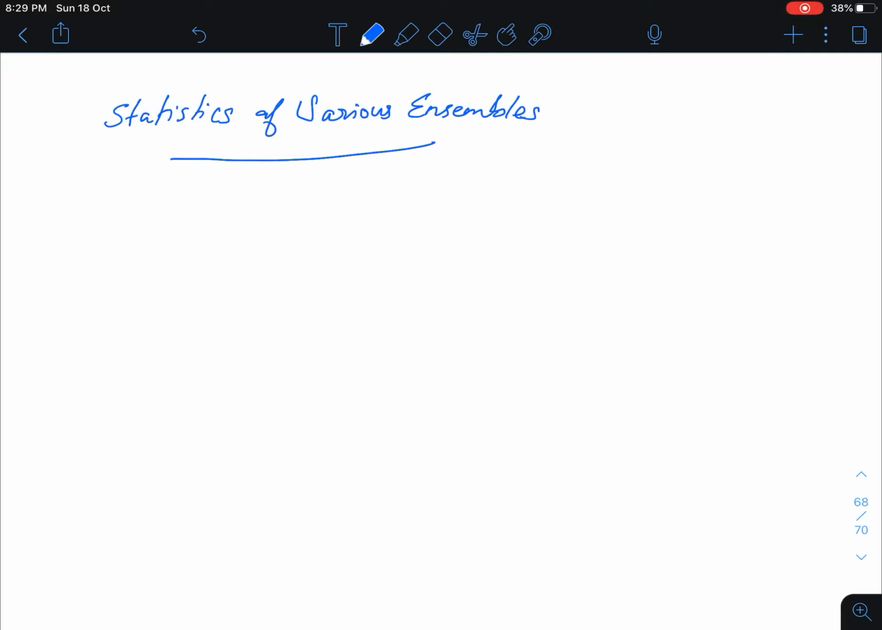So here we will be discussing the statistics of various ensembles. As you know, we have studied the microcanonical ensemble and grand canonical ensemble in the classical sense. Sorry. So let's consider how all these would be working in the quantum analog.